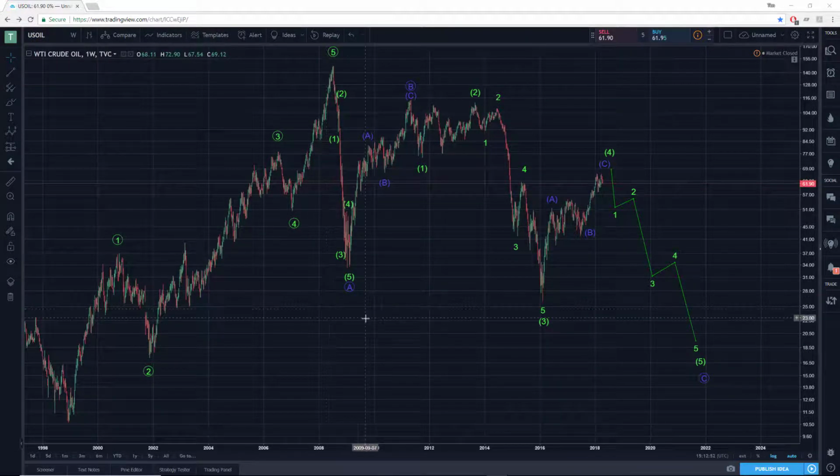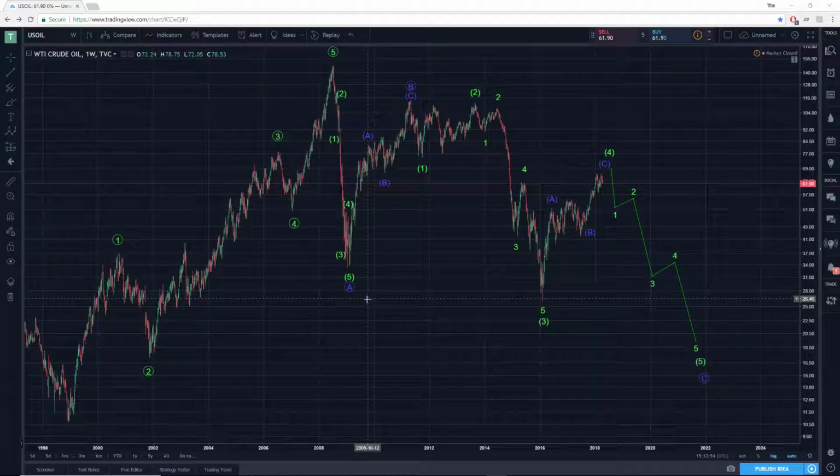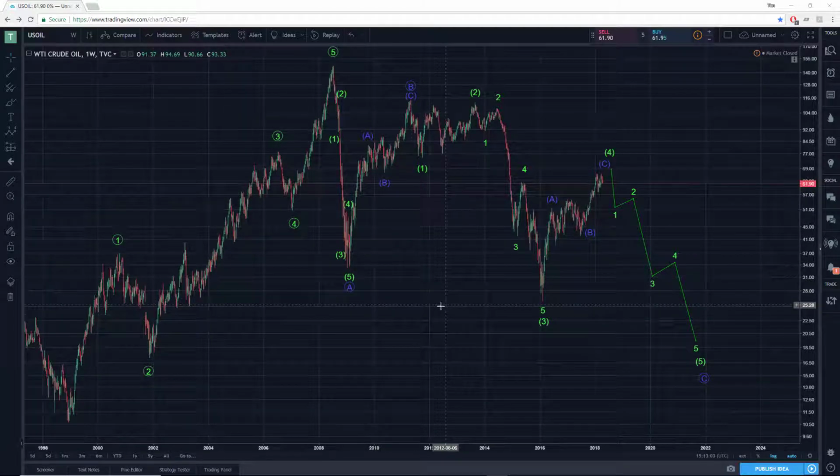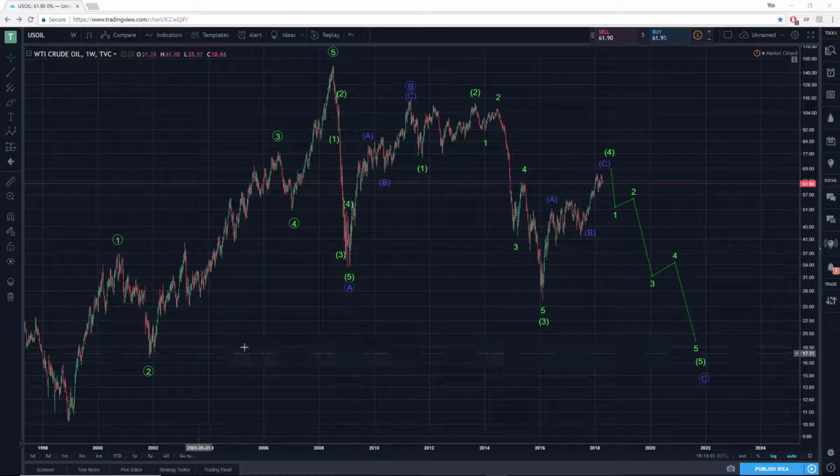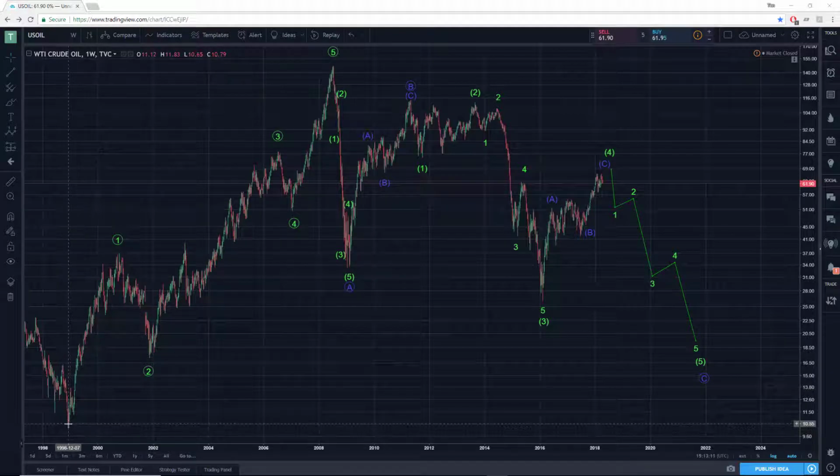Today I'd like to show you the overall big picture Elliott wave count and expectations moving forward on a larger time frame. So what I've done is I've labeled this price chart dating back from that low in 1998. That was a significant low that you can begin labeling from.